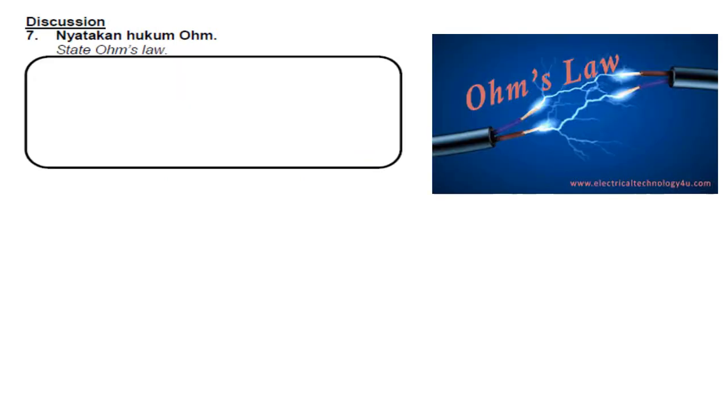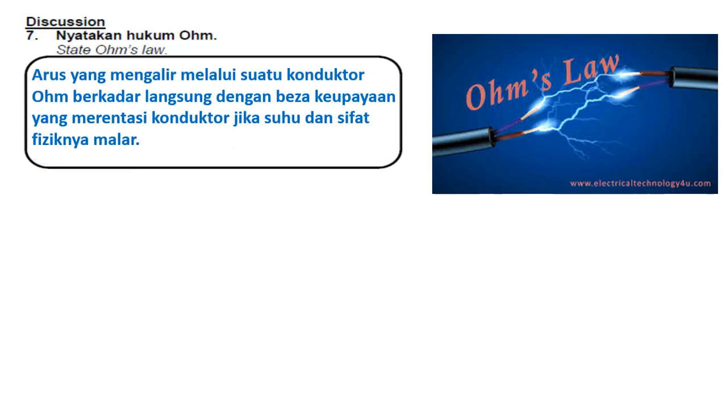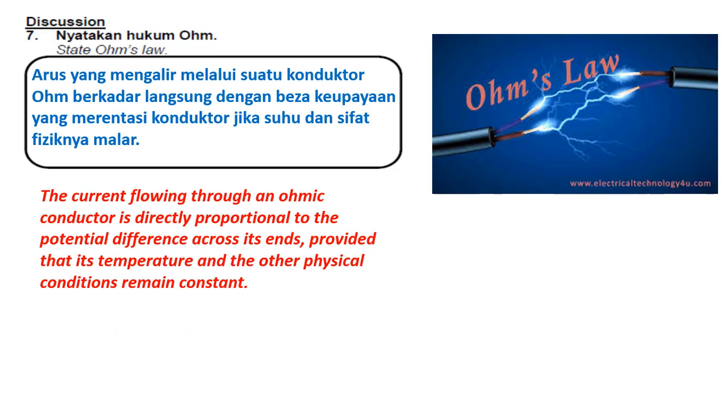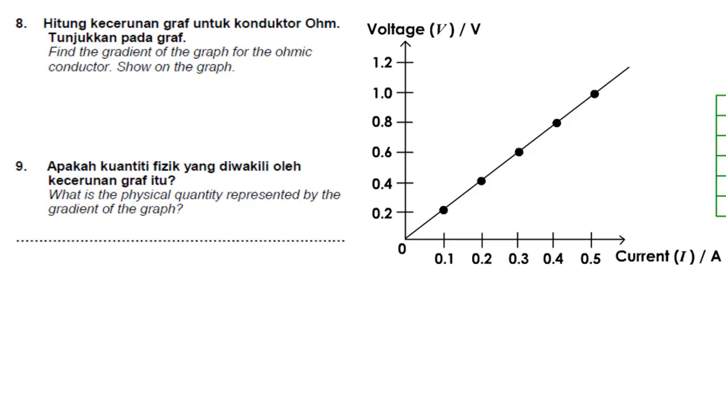So what is our conclusion? So we have what we call Ohm's law. The statement: the current flowing through an ohmic conductor is directly proportional to the potential difference across its ends, provided that its temperature and the other physical conditions remain constant. Or in other words, current is directly proportional to potential difference if other physical conditions are kept constant. So this is Ohm's law.